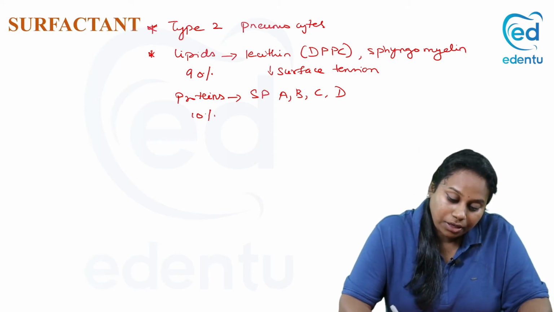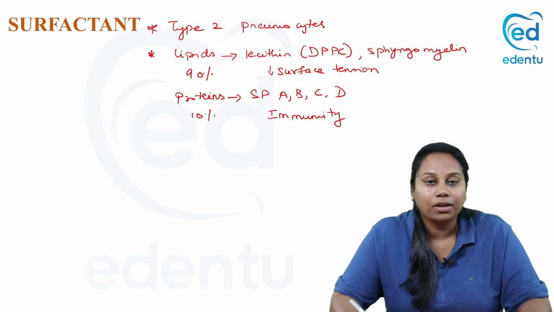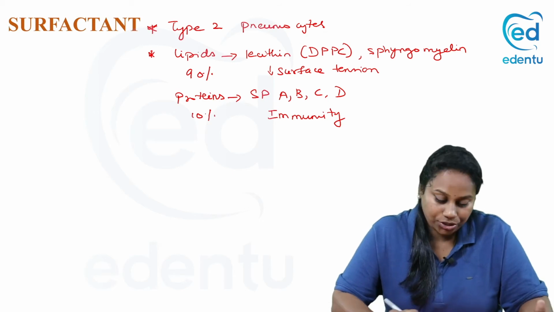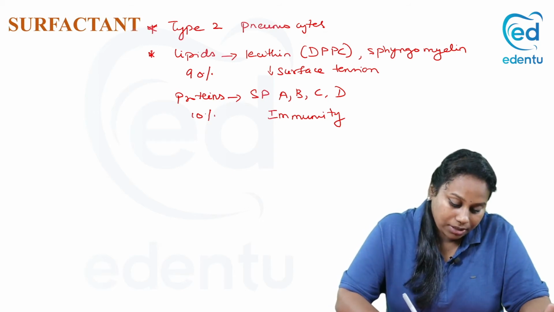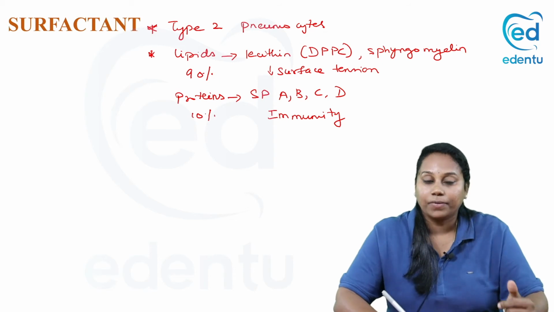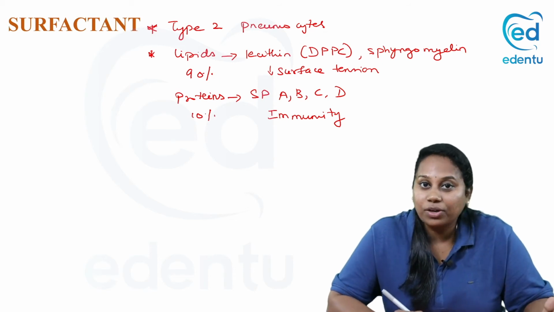Proteins, their main role is in defense mechanisms, immunity. They play a role in immunity. So, let's learn about surface tension now. We already discussed surface tension in renal physiology in our cystometrogram.